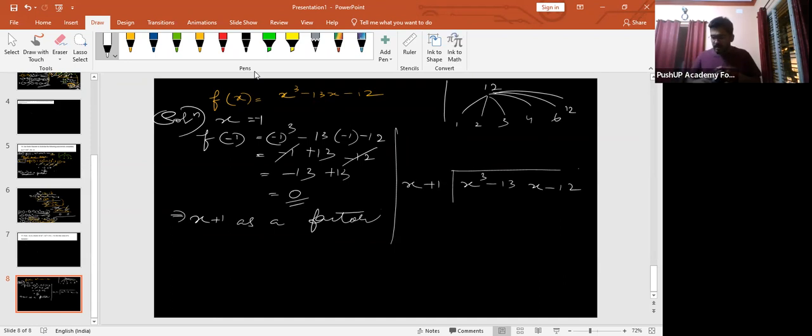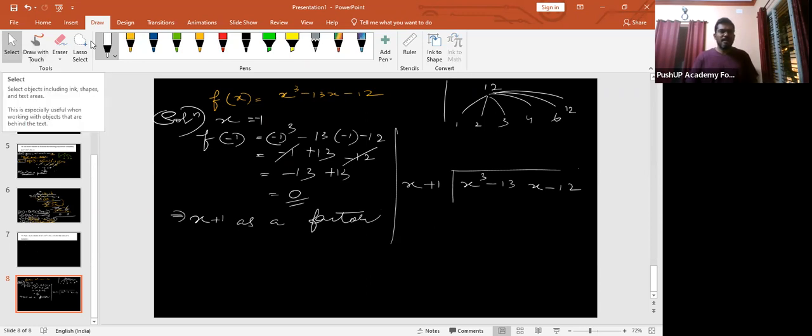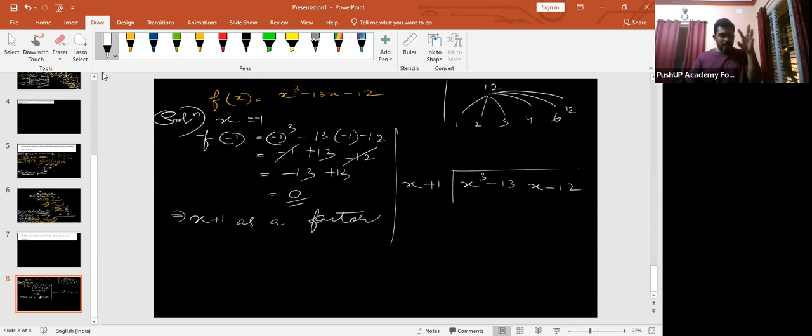Now, if you remember, children, when I started teaching this chapter, I had told you, if there is something missing in the expression, you should try to fill the gap. Hardly 1 or 2 sums we had done of that type, and I had instructed you in between. When you feel that something is missing in the expression, you should fill the gap.